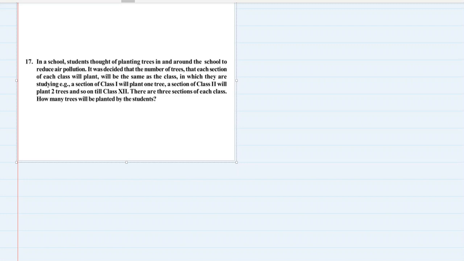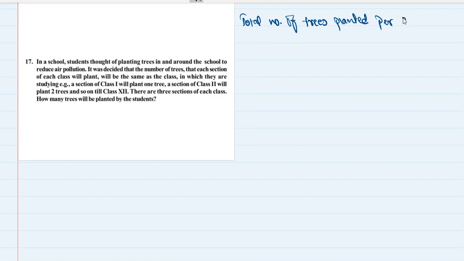Very nice question. Now see, each class has three sections. So let's find the number of trees planted by each class together with all the sections. So total number of trees planted per class.